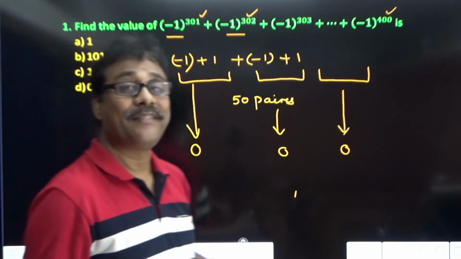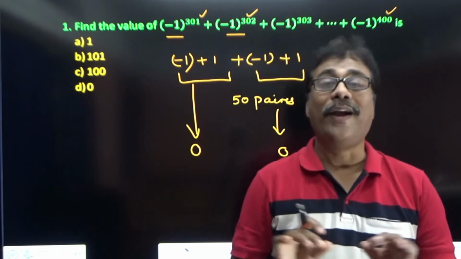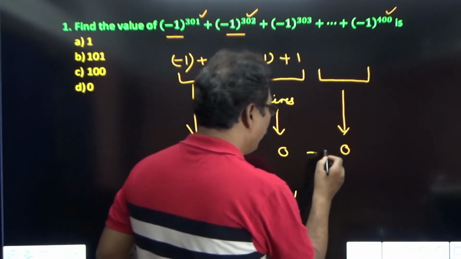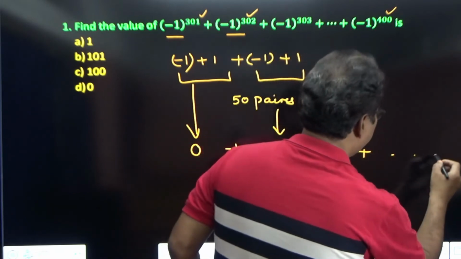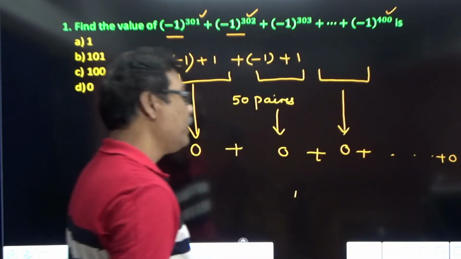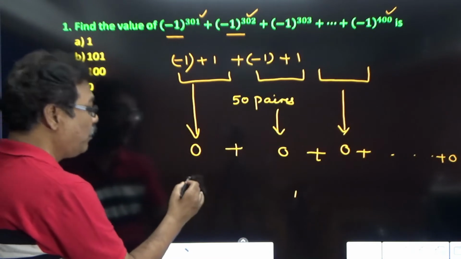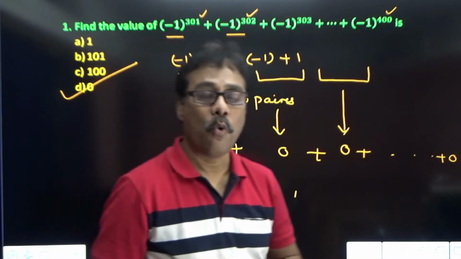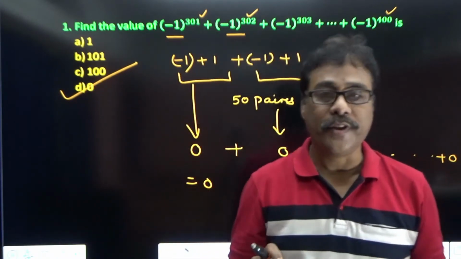Because all the pairs are giving me 0 value, at the end I am going to get a 0 here. So our answer is going to be 0. 50 number of zeros is going to be added. So the answer is going to be 0 for this question. So 0 is the answer. I hope all of you understood this question.